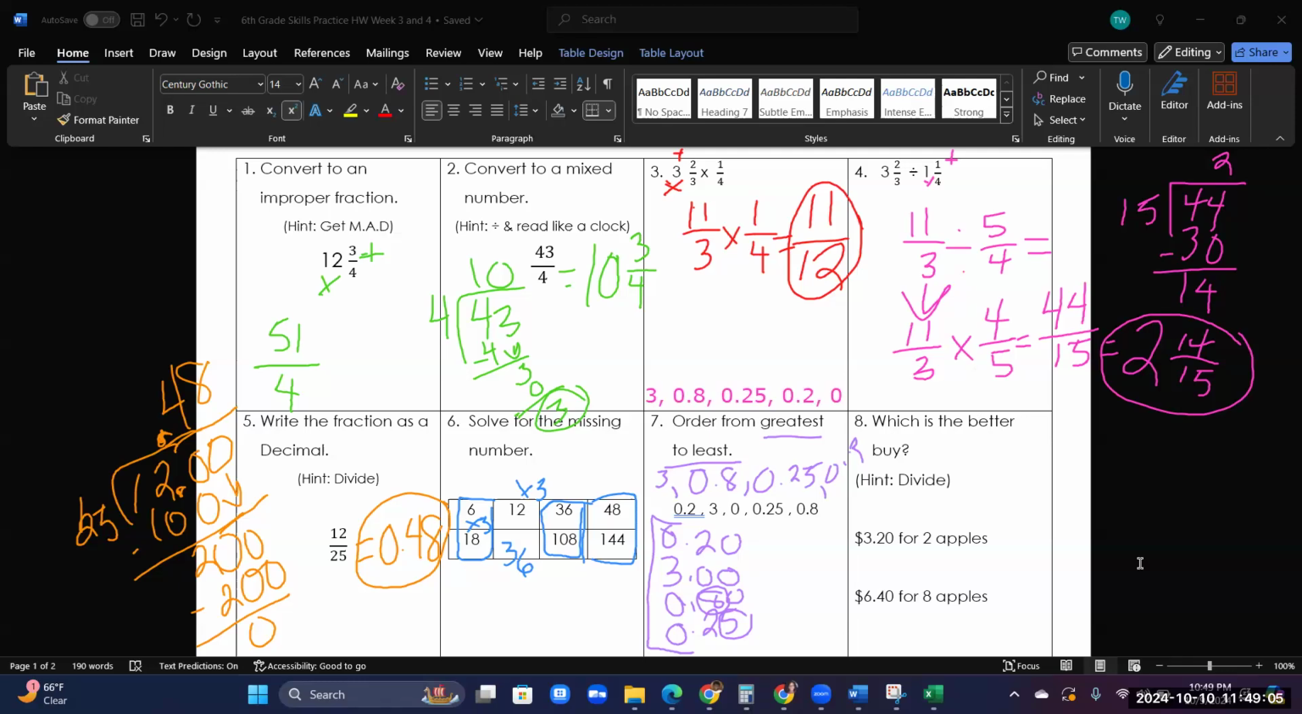All right, number 8. Which is the better buy? It told us to divide. $3.20 for 2 apples, $6.40 for 8 apples. All right, $3.20 for 2. 1, bring it down. 12 would be 6. So that would be $1.60 for 1.